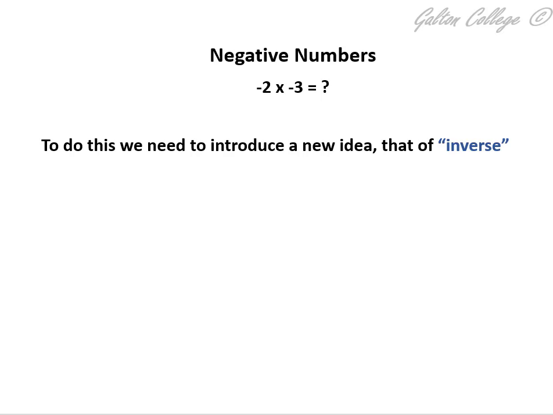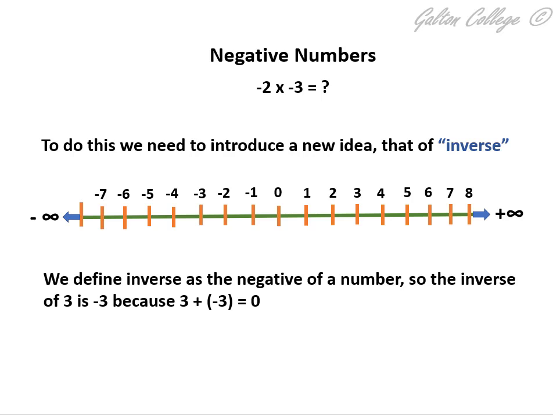To do this, we need something else. This is a bit more complicated because we've got 2 minus signs here. So we need to introduce this idea of an inverse. Now, to do this, here's our number line again. We've just put that back. And now we take this idea of the inverse. We defined an inverse as the negative of a number. So the inverse of 3 is -3, because 3 plus -3 is equal to 0.